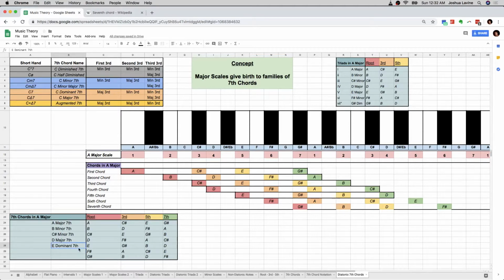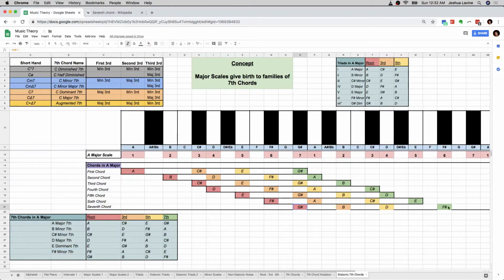Now, sixth chord. I'm going to lock this one in here. And this is a minor triad plus a minor third. Looks like we got ourselves another minor 7th chord. So F sharp minor 7th.